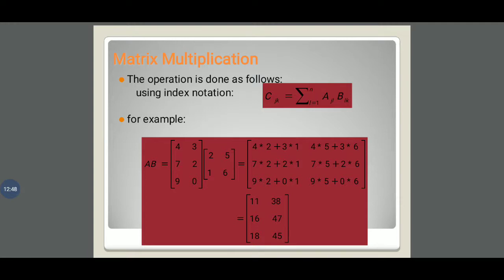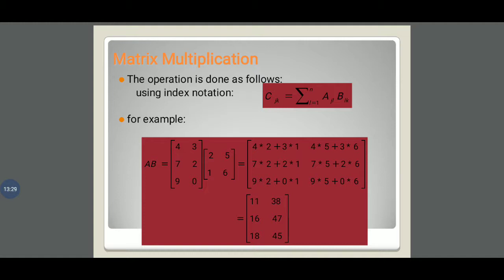4 into 5 plus 3 into 6. Okay, now the same procedure we have to repeat for the remaining rows. Let's consider the second row, which is 7 2, and our first column is 2 1. Then the multiplication is 7 into 2 plus 2 into 1, and our second element of the second row is second row into second column, that is 7 into 5 plus 6 into 2.